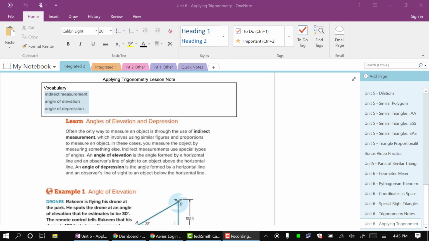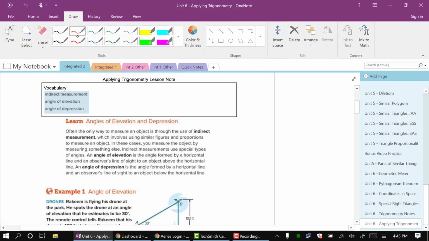Applying trigonometry. So we've gotten a nice little introduction to trigonometry over the past lessons. Today we're going to be applying trigonometry. So let's take a look at example 1.